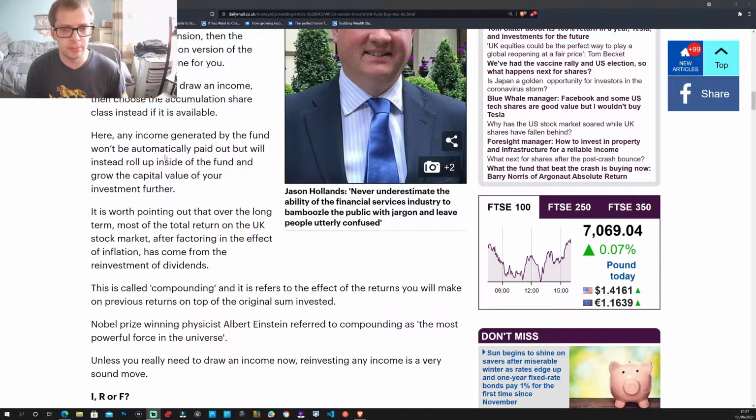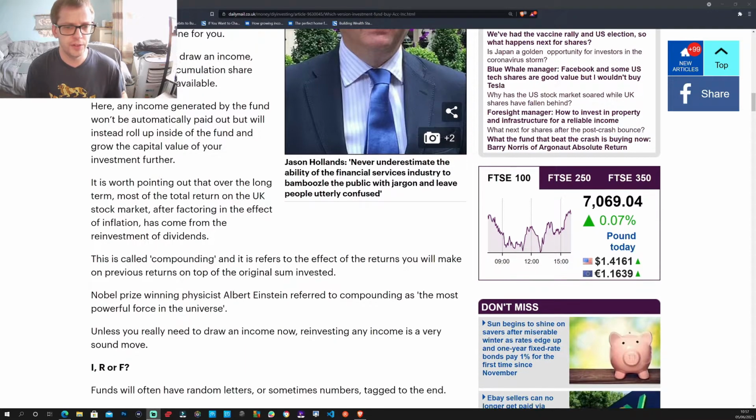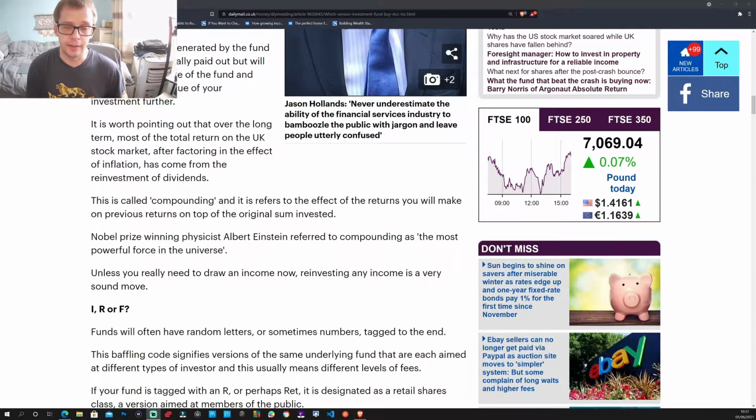So here, any income generated by the fund won't be automatically paid out, but will instead roll up inside the fund and grow the capital value of your investments further in the future. And the only way to get hold of that would be to sell out of that position.